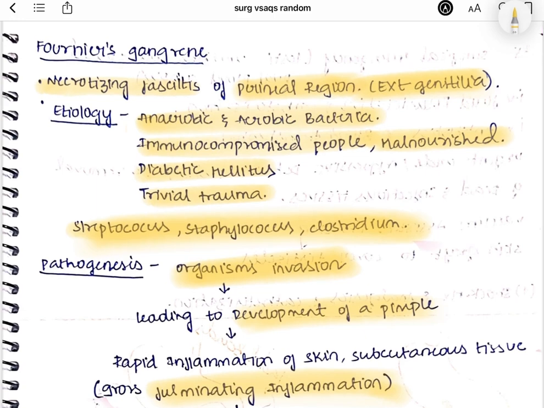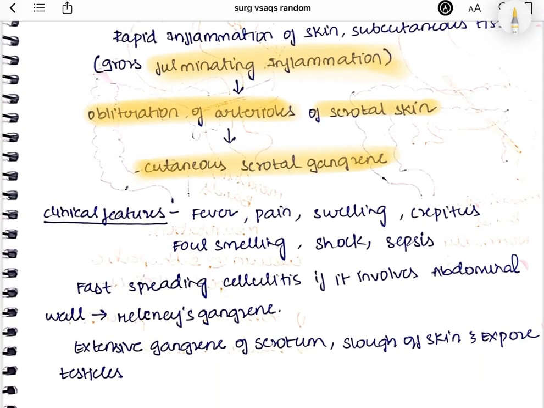If we look at the clinical features, there will be fever because of the infection, and pain; it is a severely painful condition. You can see swelling in the scrotal area, and you can feel crepitus because of the involvement of Clostridium or some other organisms. It's a really foul smelling condition, and it's a really severe condition, so you have to remember shock and sepsis also. It is a fast spreading cellulitis.